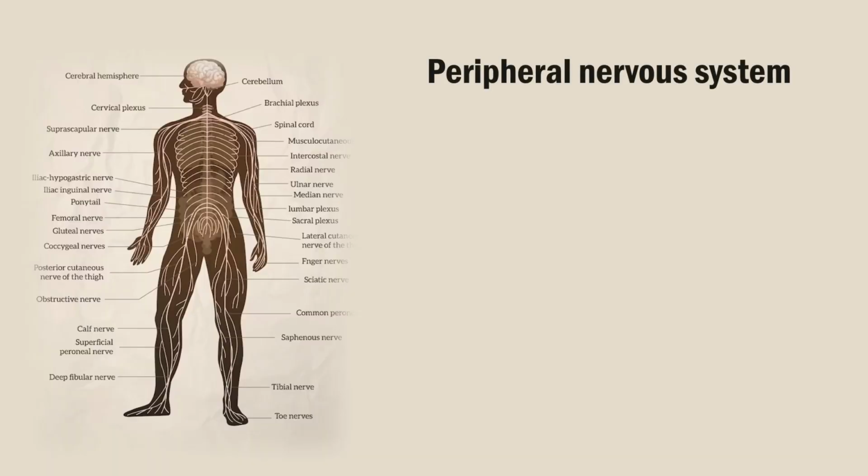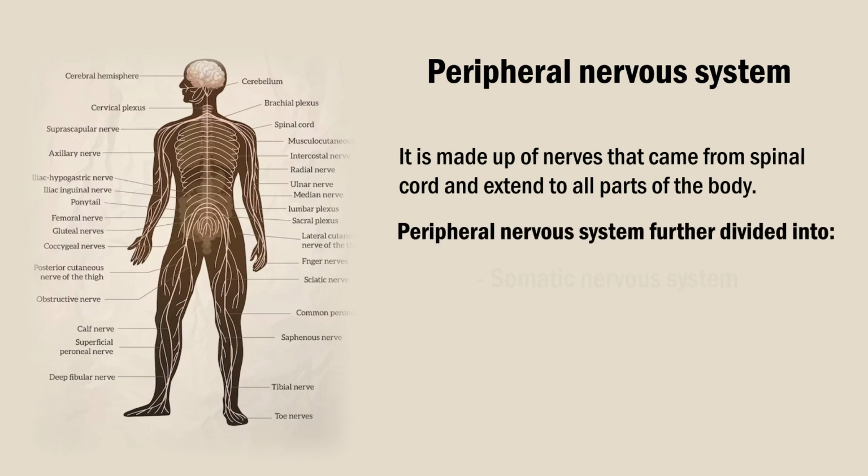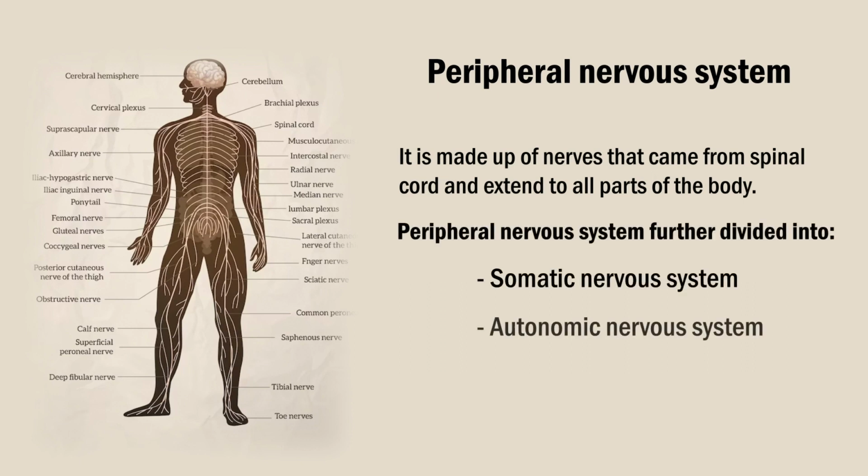Now coming to the peripheral nervous system. It is made up of nerves that come from the spinal cord and extend to all parts of the body. The peripheral nervous system is further divided into the somatic nervous system and the autonomic nervous system. The somatic nervous system includes muscles you can control and sensory information that includes sound, smell, taste, and touch.